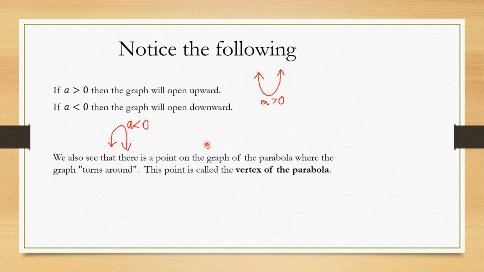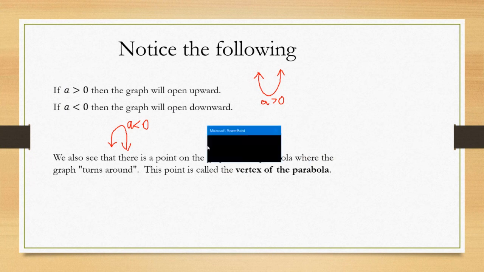We call it the vertex of the parabola. So again, that's where the graph changes direction. The graph turns around.